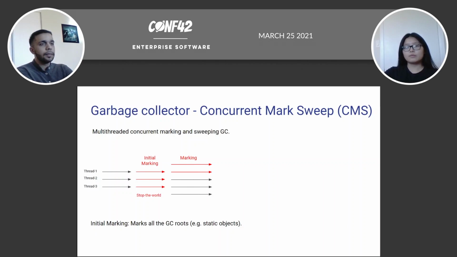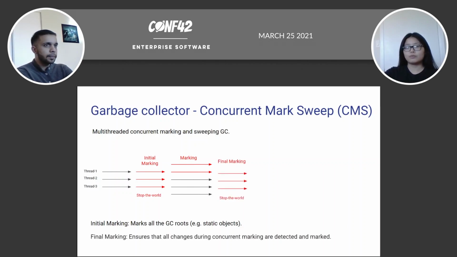After a period of time, the CMS will trigger a stop-the-world pause for the final marking, and during the final marking, the GC will ensure that all the changes made during the concurrent marking are also detected. Once the final marking is done, the Java application threads will resume execution, while at the same time, the GC threads will sweep the heap.